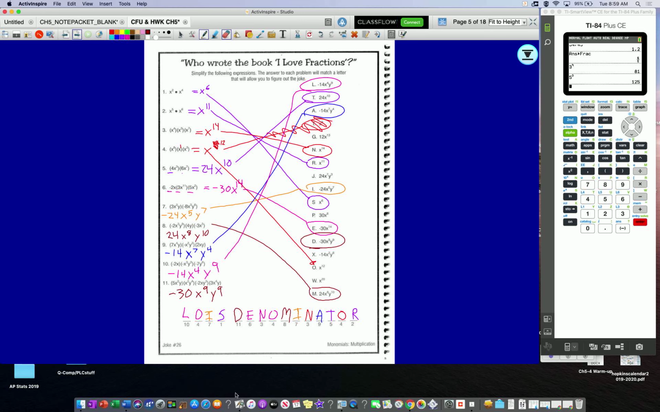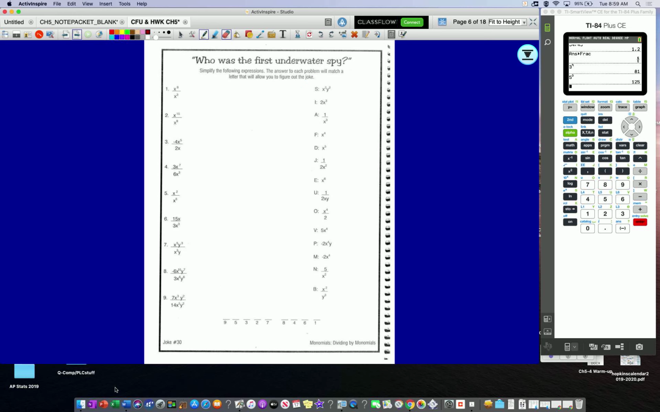So our answer to our joke, who wrote the book, I Love Fractions? Lowest denominator. Nice. Love it. All right, let's take a look at the second one. Second page is doing all the division ones, it looks like. All right, so I'm just going to double check here. It looks like the answer to it is just 9 questions.